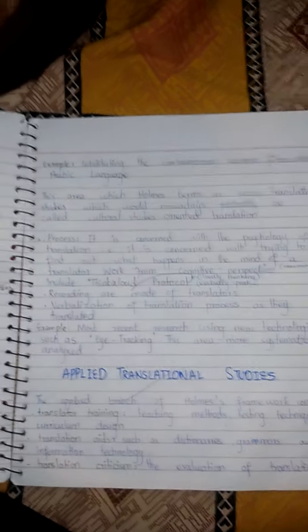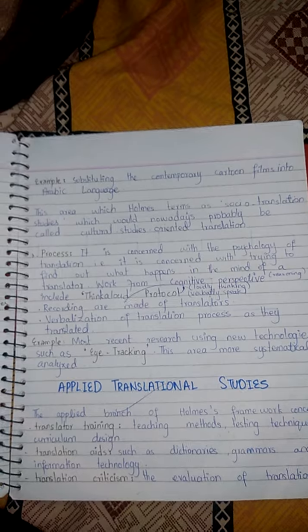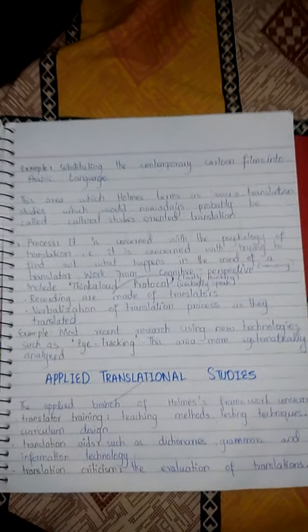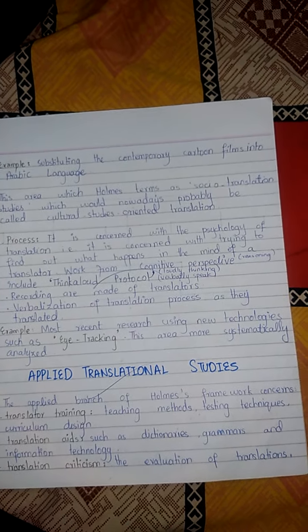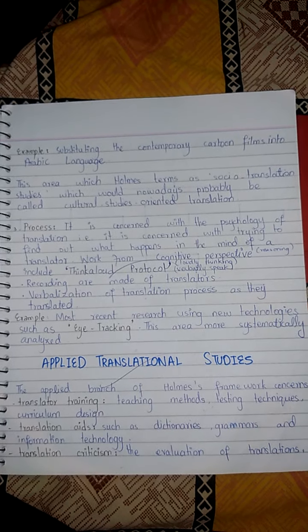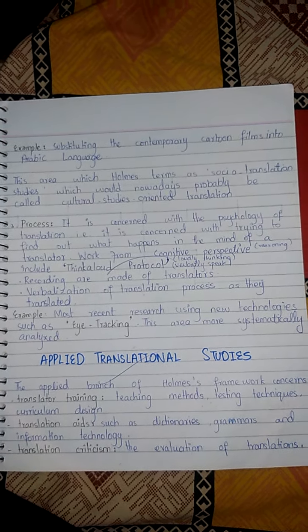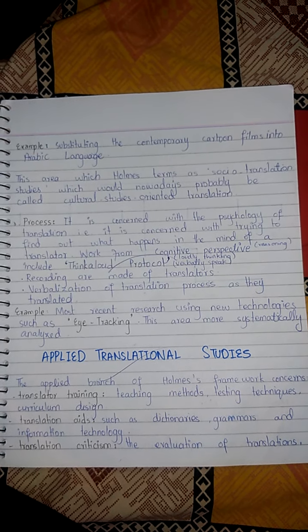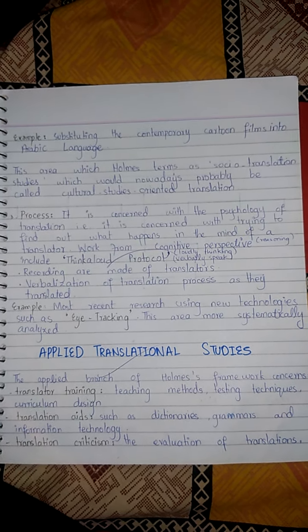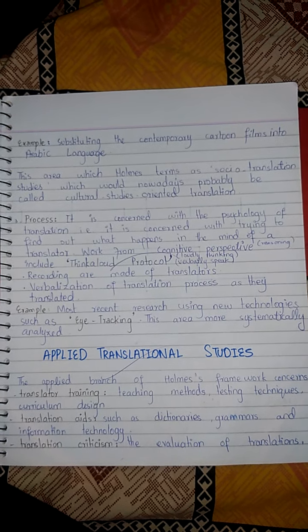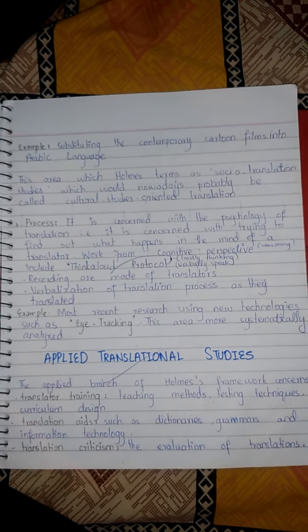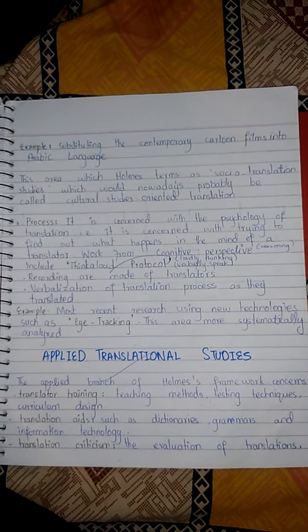Next is applied translation study. The first one is pure, the second one is applied. The applied branch of Holmes's framework is concerned with translation training, translation aids, translation criticism, teaching methods, testing techniques, and curriculum design. These are the parts of translation training. Translation aids include dictionaries, grammar, and information technology. Translation criticism includes the evaluation of the translation.